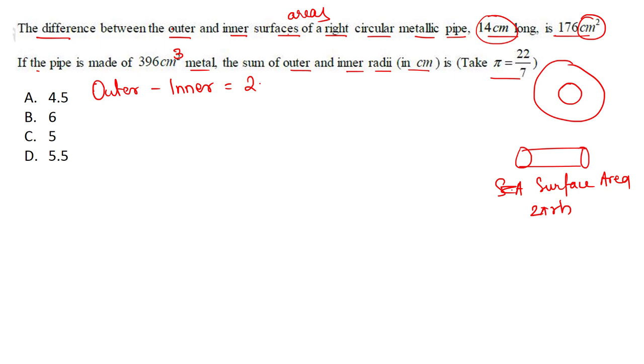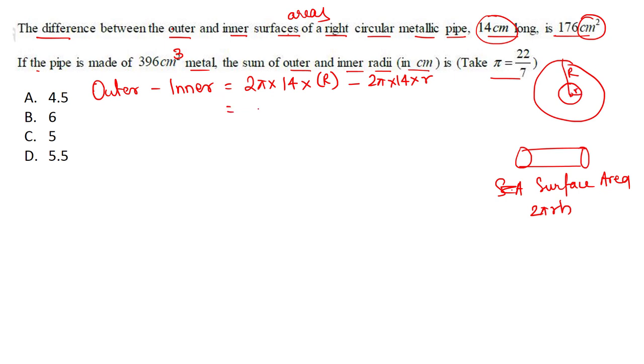So, outer surface area will be 2 into pi into the height, 14 centimeters, into the outside radius. We don't know, let it be capital R, minus 2 pi into 14 into the inner radius. We don't know, let it be small r. So, this is the cross section of the pipe. This is capital R and this is small r.